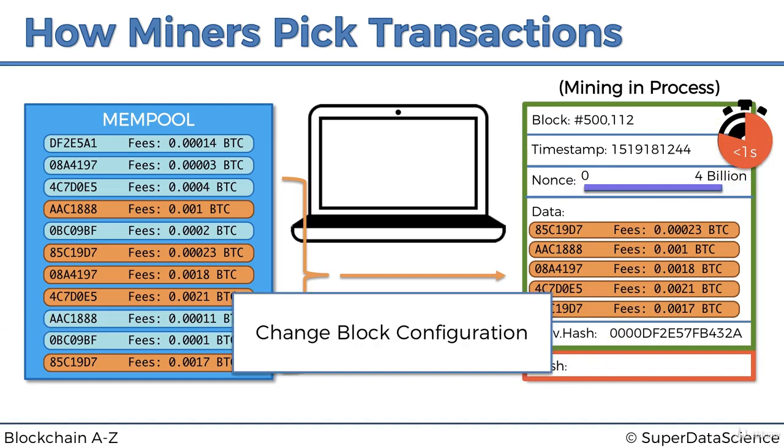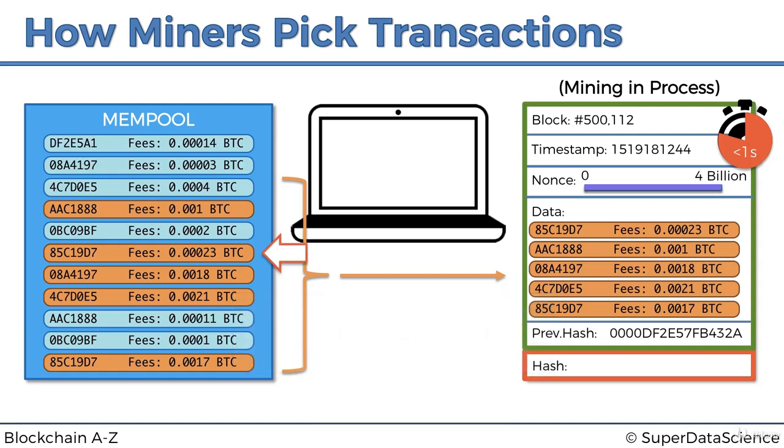So what happens now? Same thing, change block configuration. All right, let's identify the transaction with the lowest fees. It's this one, which we just included. Throw it away, and find the one with the next highest fees. Okay, this one. All right, good, put it in. Put it into the block, wonderful.